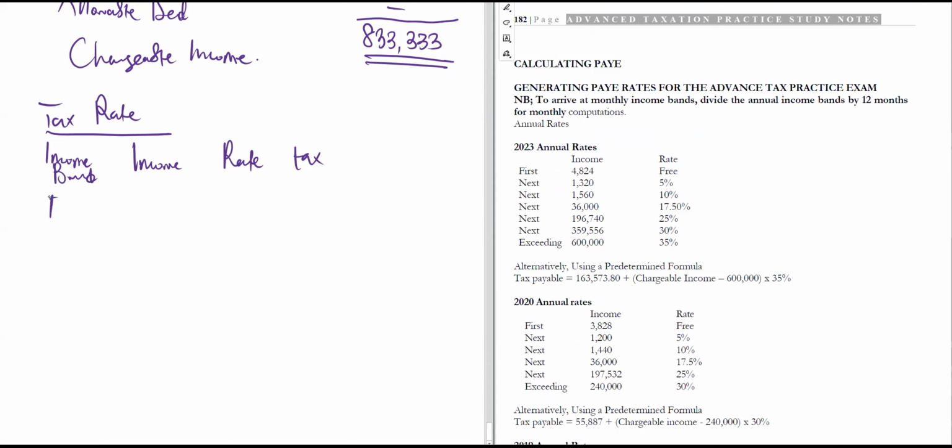Can you all see the rates? That's how we use the graduated rates. Can you all see? Yes. So in that case, how much was his chargeable income? 833,333, right?